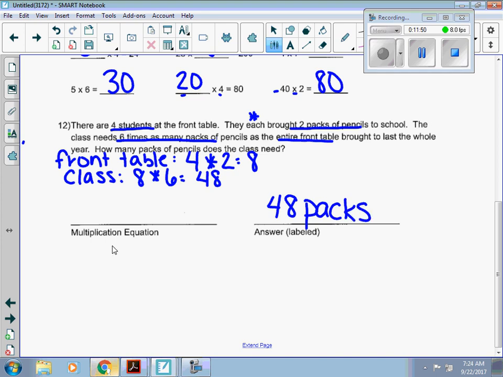And then my 2 steps gives me my equation. The first part I'm going to put in parentheses because I had to do that first. So we did 4 times 2, and that was my front table. And then we had to multiply that answer by 6 to get the whole class versus number of pencils. So sometimes it helps to solve and label it to get to that equation so we can actually see what we were doing.